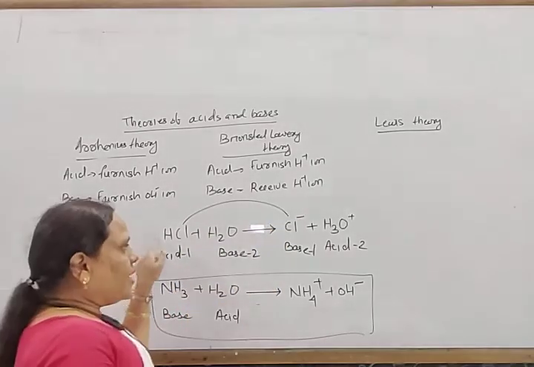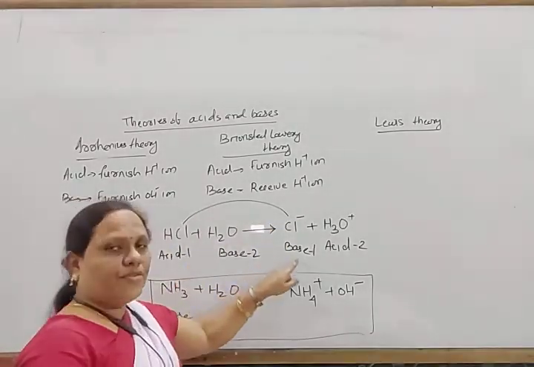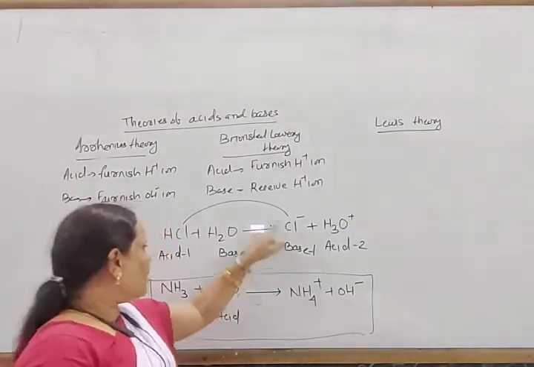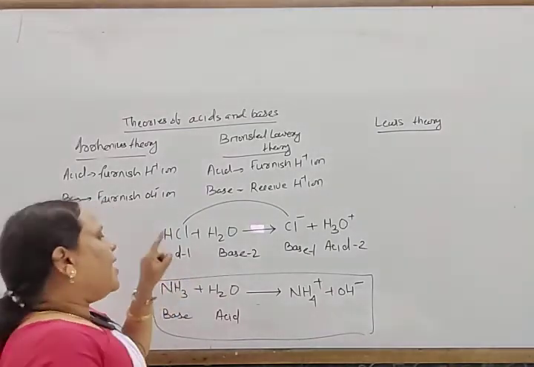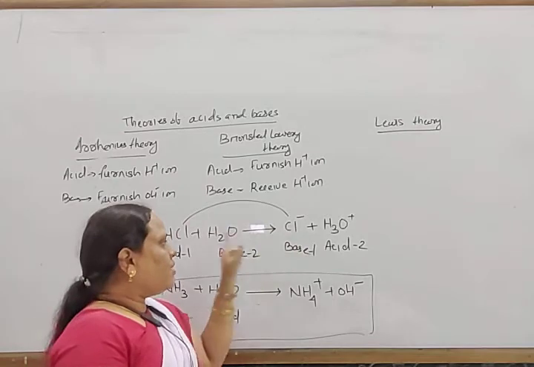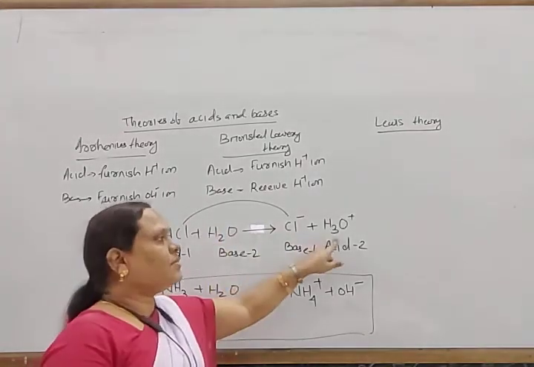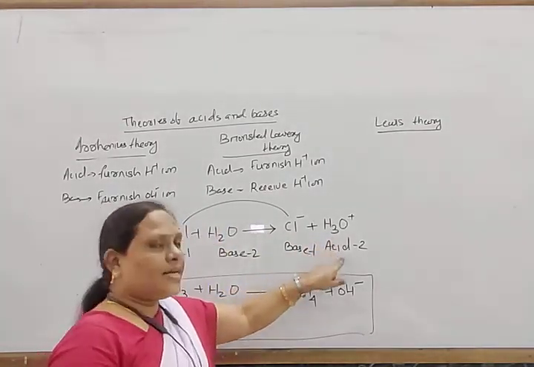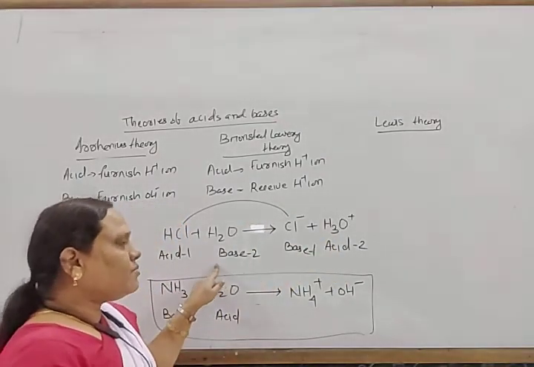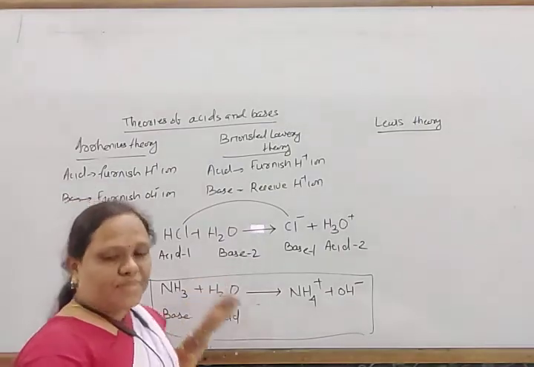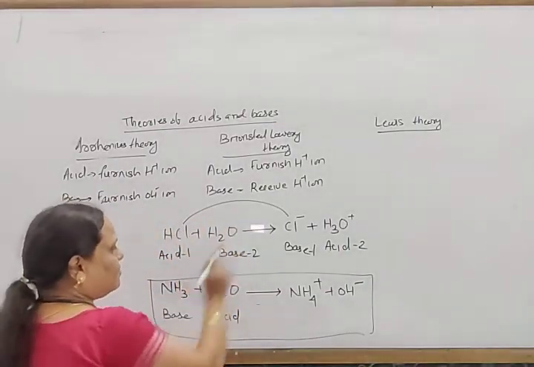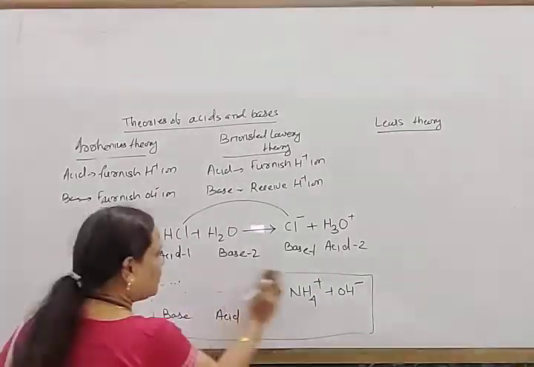So this acid 1, after giving an H plus ion, forms a base 1. Similarly, the base 1 receives an H plus ion and forms acid 1. And here H2O, after receiving an H plus ion, forms H3O plus, which acts as an acid. Similarly, this acid, after giving an H plus ion, forms H2O, which can act as a base. So in this way, these are acid and base. So this is one acid-base pair, and this is another acid-base pair.